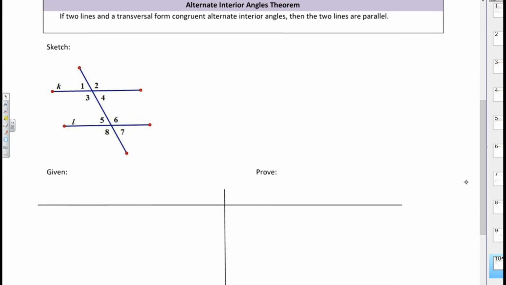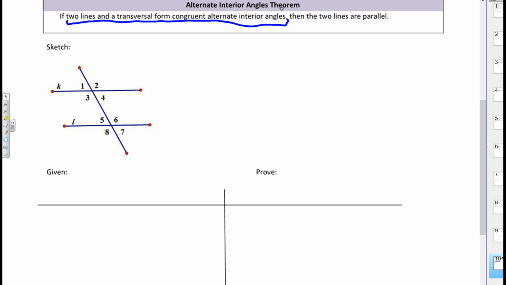The first thing we're going to prove today is the alternate interior angles theorem. The alternate interior angles theorem states that if two lines and a transversal form congruent alternate interior angles, then the two lines are parallel. Now, if you remember from our introduction to geometric proofs, the given is always in our hypothesis statement: if two lines and a transversal form congruent alternate interior angles.